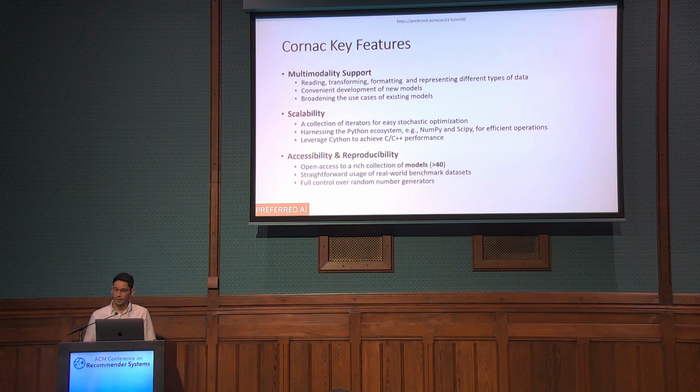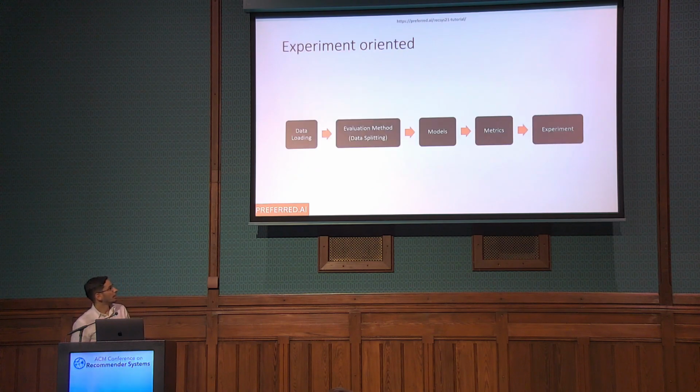And finally, accessibility and reproducibility. Currently, there are over 40 models available in Cornac, and we welcome new contributions. We also try to make it easy to make use of benchmark datasets, and give full control over the random number generators, so you can make sure you can reproduce the results of your experiment exactly.